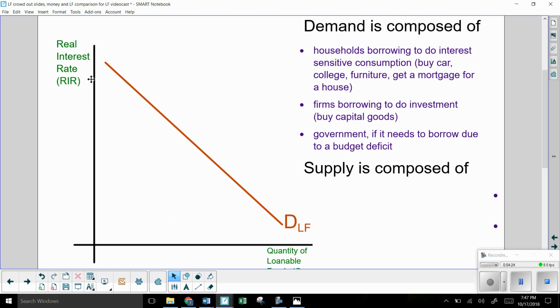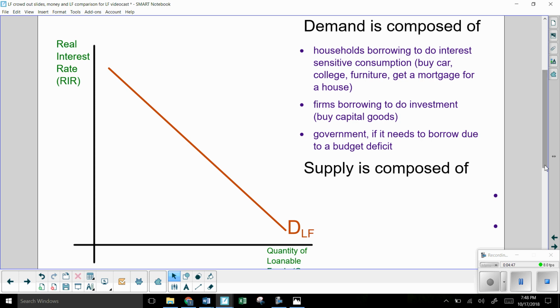And obviously when interest rates are high, businesses don't want to do as much investment. We don't want to buy as many new cars. And so therefore, the quantity demanded is low. And when interest rates are low, it's cheap to borrow. I'm likely to buy the new car. I'm likely to send the kid to a more expensive college. I'm likely to buy new furniture for the living room or buy a bigger house because I can afford it with the same monthly payment.